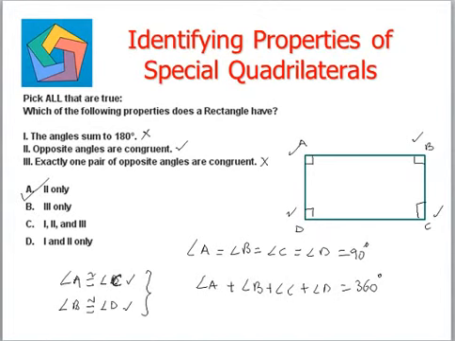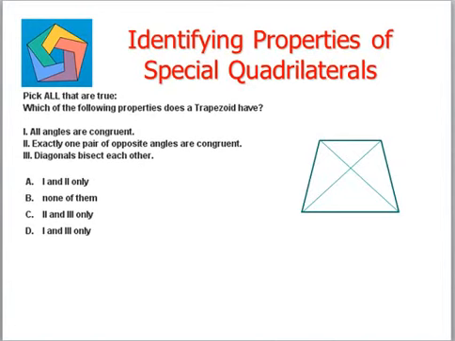Moving on to the next question. Pick all that are true. Which of the following properties does a trapezoid have? All angles are congruent, exactly one pair of opposite angles are congruent, and diagonals bisect each other. Let's look at this trapezium, A, B, C, and D.